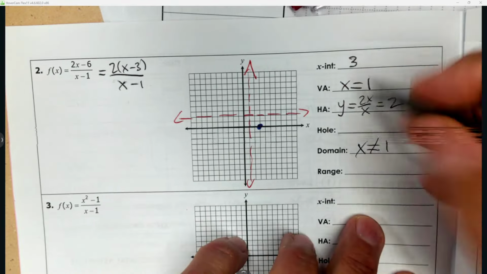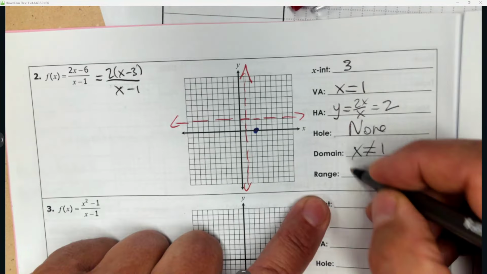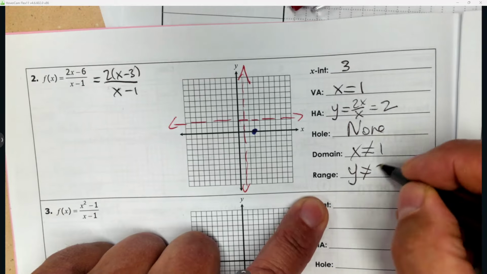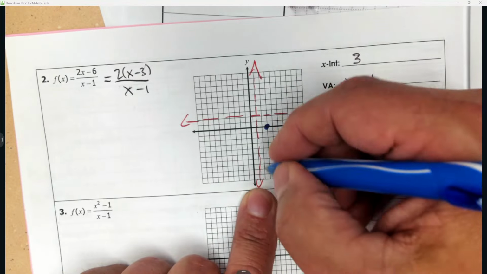There is no hole because nothing simplified crossed out. The range is the horizontal, what y can't be. And then I'm going to curve using this point.